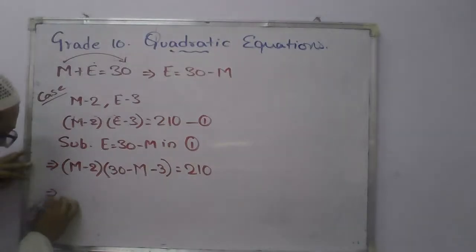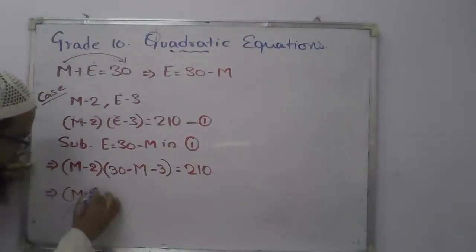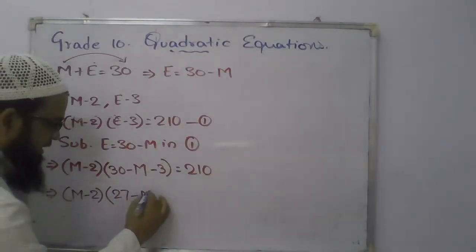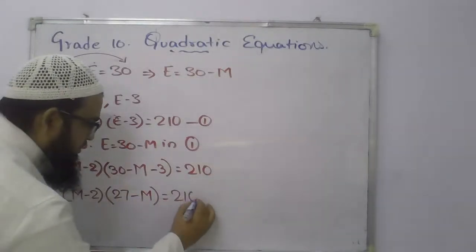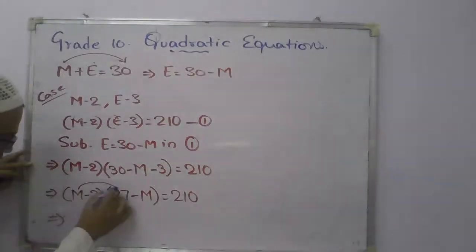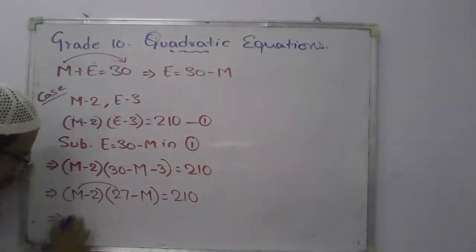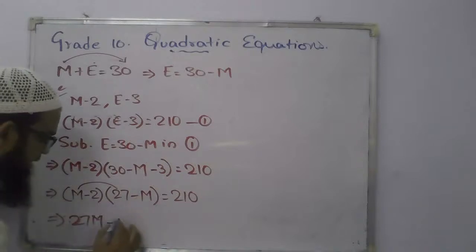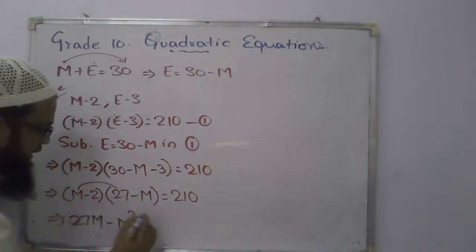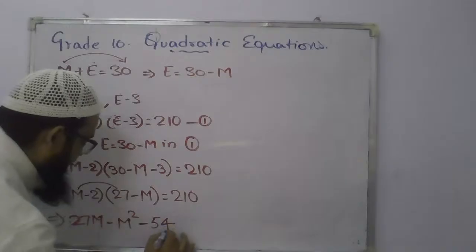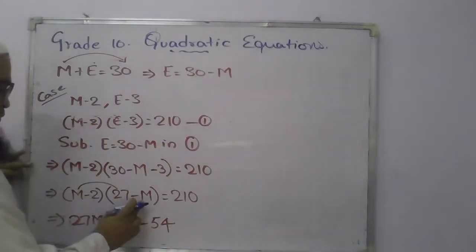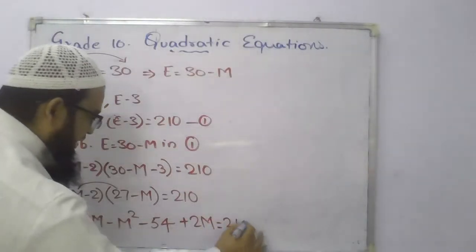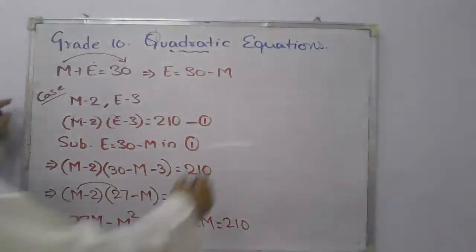Now let us simplify. (m minus 2) times (27 minus m) is equal to 210. Now multiply m into 27, 27m. m into minus m, minus m square. Minus 2 into 27, minus 54. Minus 2 into minus m, plus 2m is equal to 210. Is it right?